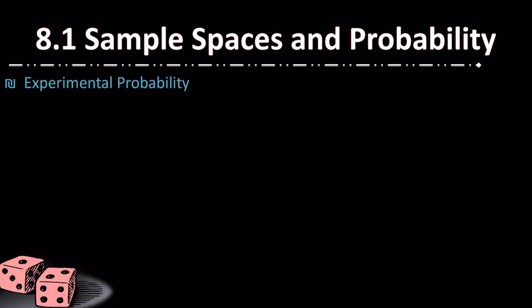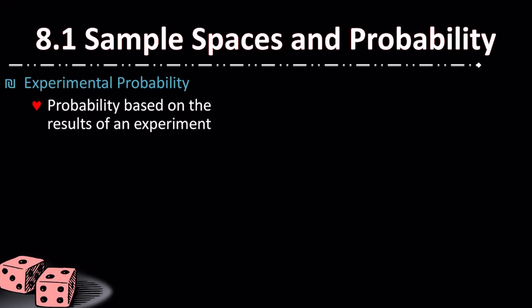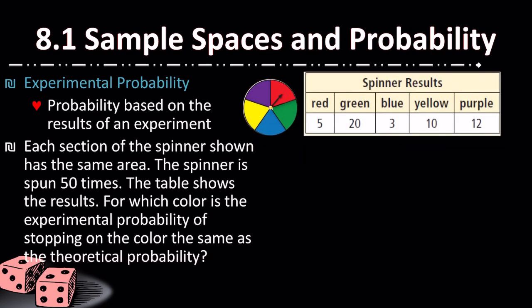We also have what's called experimental probability, which is probability based on the results of an experiment. Theoretical probability is we think and say, oh, this is what it should be. Experimental probability is, oh, here's what we actually did, what were the results. Each section of the spinner shown has the same area, so that means it's equally likely to get any spot. The spinner is spun 50 times. The table shows the results. For which color is the experimental probability of stopping on the color the same as the theoretical?